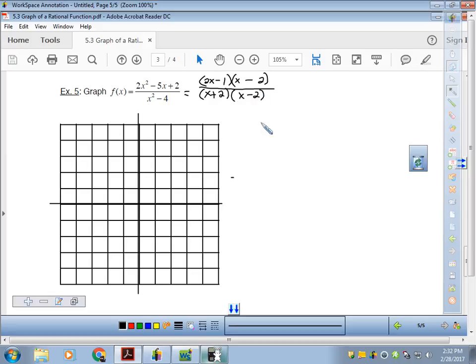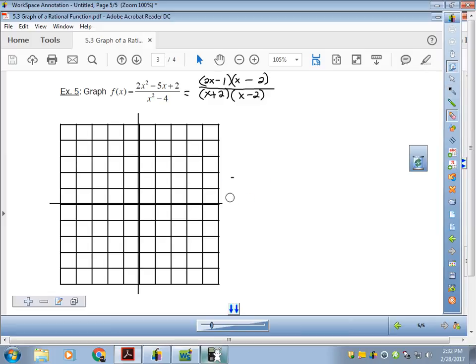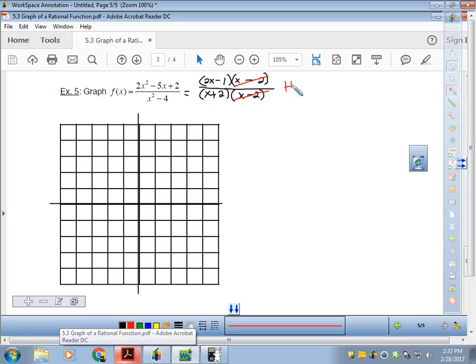Alright, so this is the first time we've seen this. We have a common factor here. We have these x minus 2's that can cancel out. This actually creates what's called a hole in the graph. Now, the location of the hole you find by taking that factor and setting it equal to 0. So if you move that over, you get x equals 2.